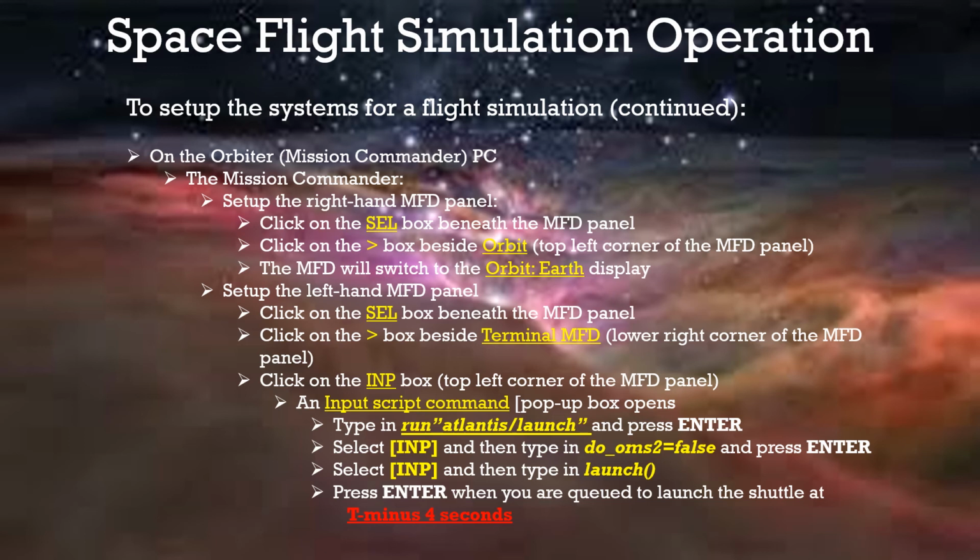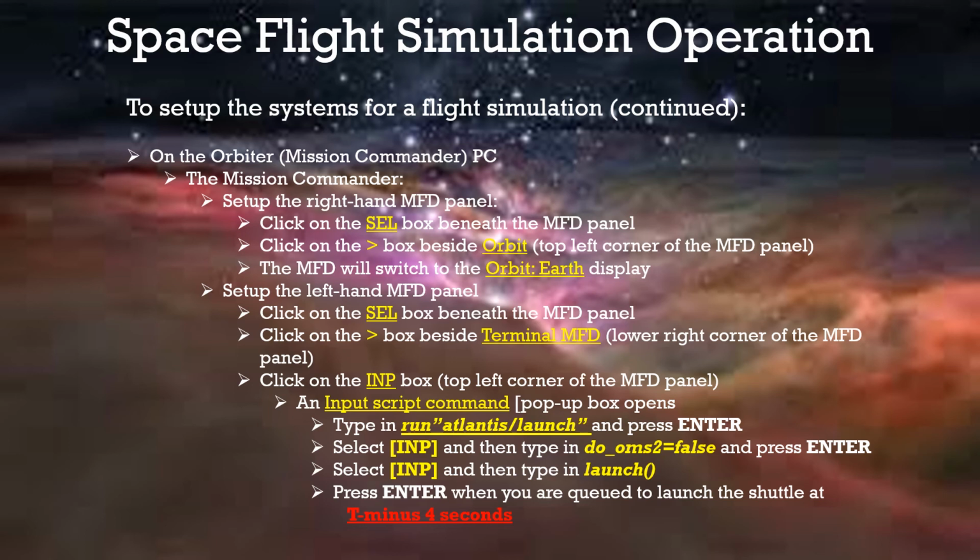Okay, once you do that, the display will change and you'll have a list. In all the boxes on the sides, there'll be arrows. Inside the large MFD panel, you'll see different items entered. They represent different panels that can be displayed. You want to click on the arrow box next to the orbit selection, and that's usually the top left corner of the display. Then the MFD will switch to the orbit Earth display, and it's set for launch.